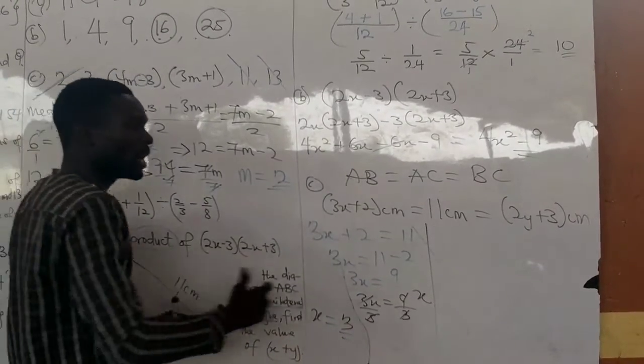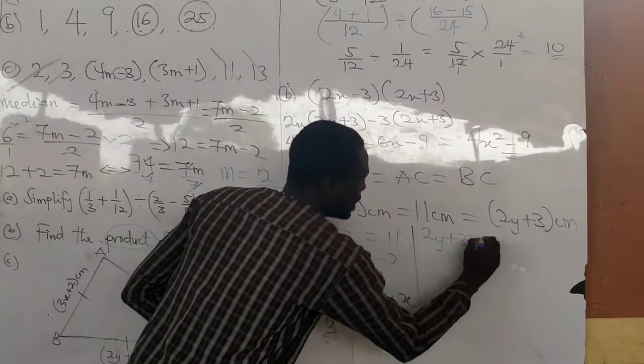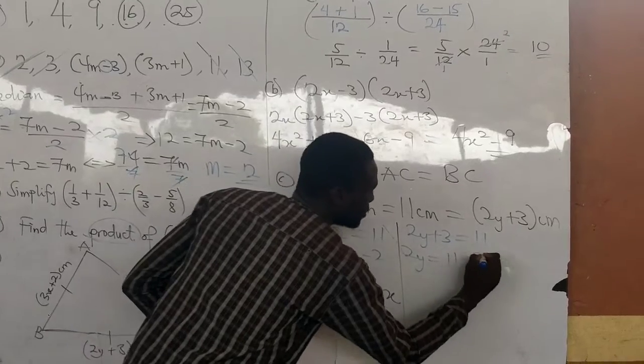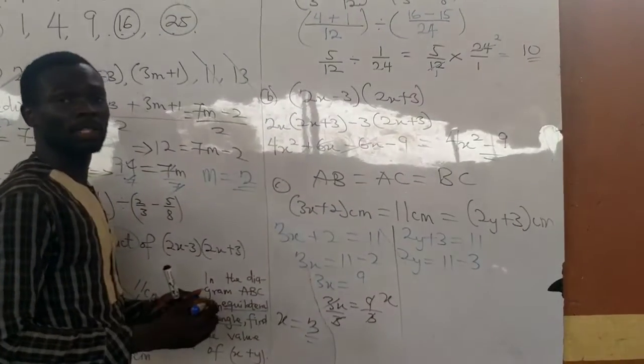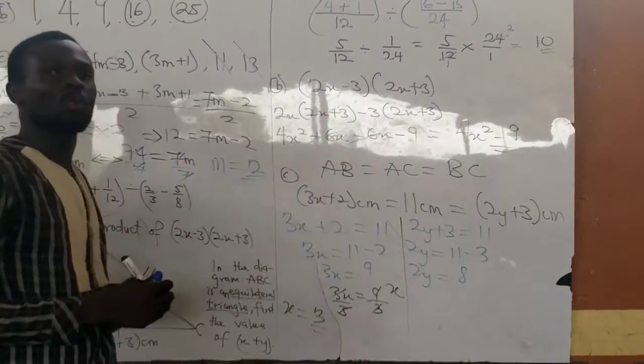But this time we are going to equate this one to 11. So we have 2y plus 3 is equal to 11. So 2y is equal to 11 minus 3. 11 minus 3 is 8. So 2y is equal to 8. We want y, not 2y.